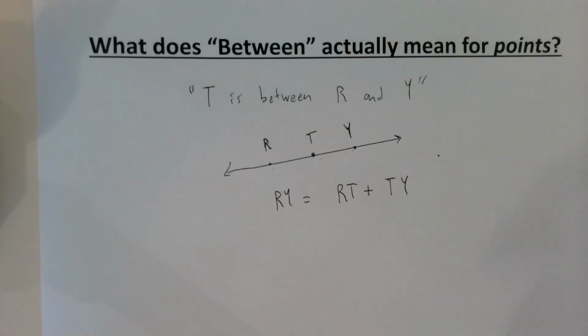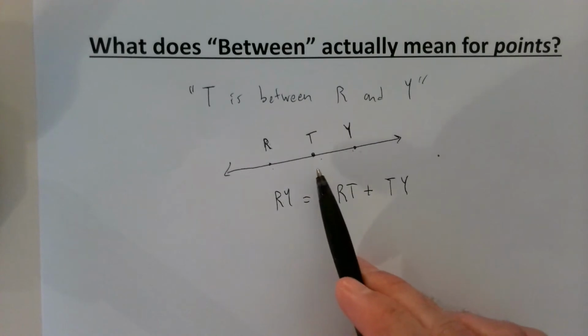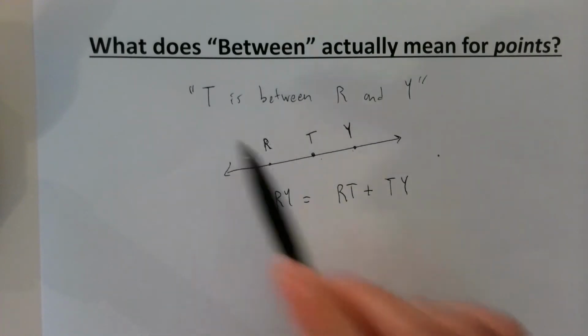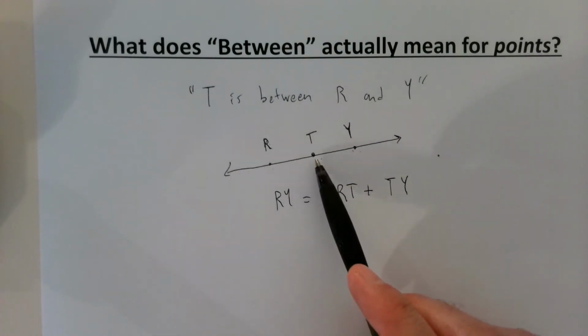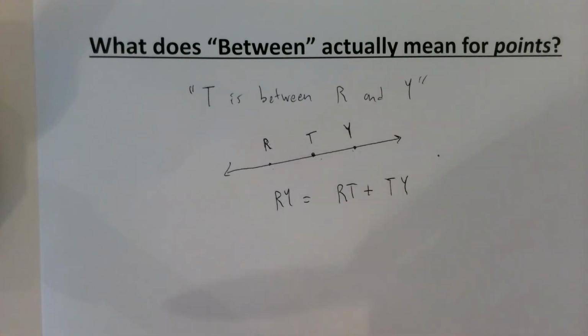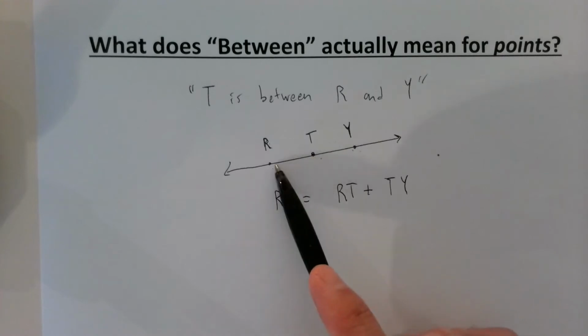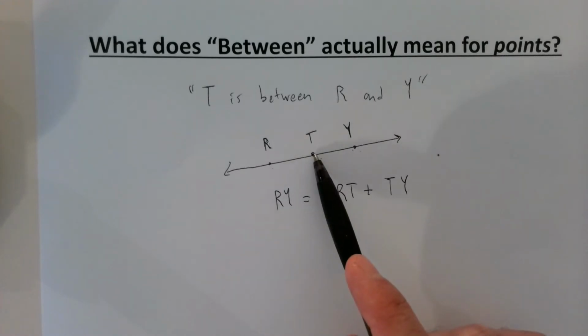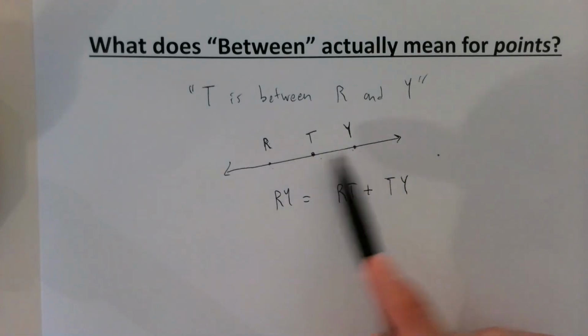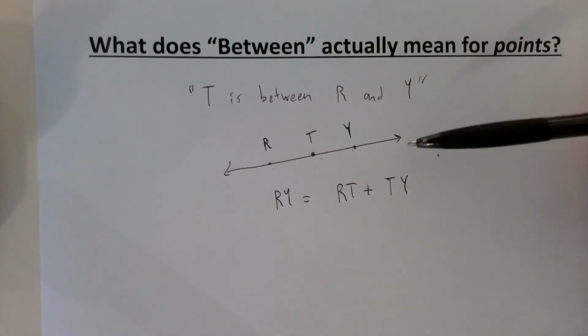So anytime you see this word between, what I want you to do is first draw yourself a picture, put that point that's between somewhere in the middle, and the other two on either side. Now we don't know if T is exactly in the middle. In other words, we don't know if TR is the same length as TY, but we do know that when you add those lengths together, you should get that whole thing. So I said, first thing you want to do is draw yourself a picture.